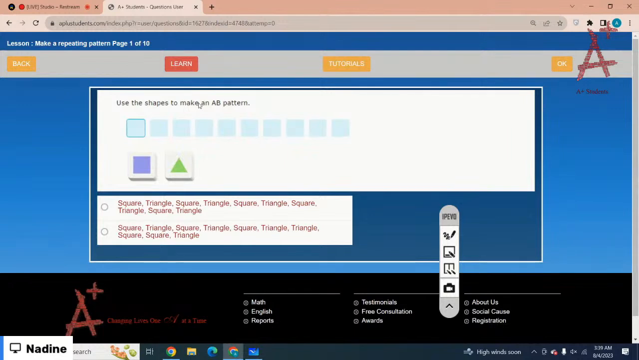Okay, use the shapes to make an AB pattern. So which is the correct option? Start with a square followed by a triangle. So you have to keep it the same. Square, then triangle, square, then triangle. I think option one, square, triangle, square, triangle, square, triangle. Option one is the correct option.